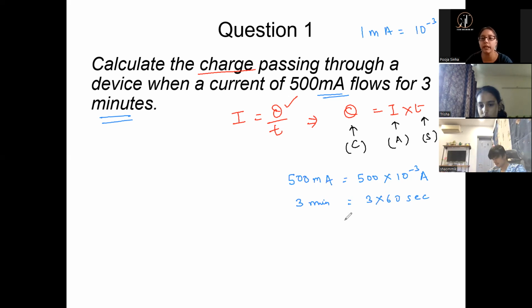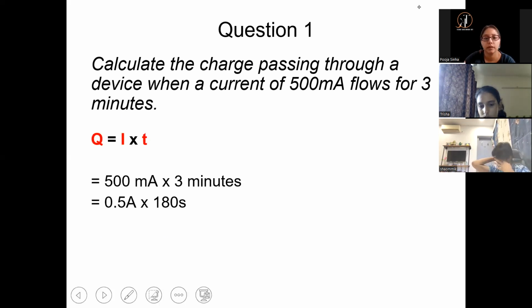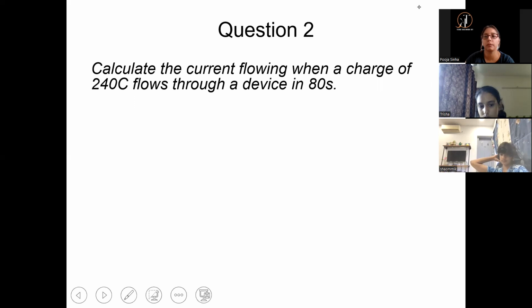Right? So what is the final answer? 500 into 10 raised to power minus 3 into 3 into 60. What's the unit for charge? Coulombs. 90 C. Yeah, I got 90. 90 coulombs. That's the answer for this. I hope we are clear.